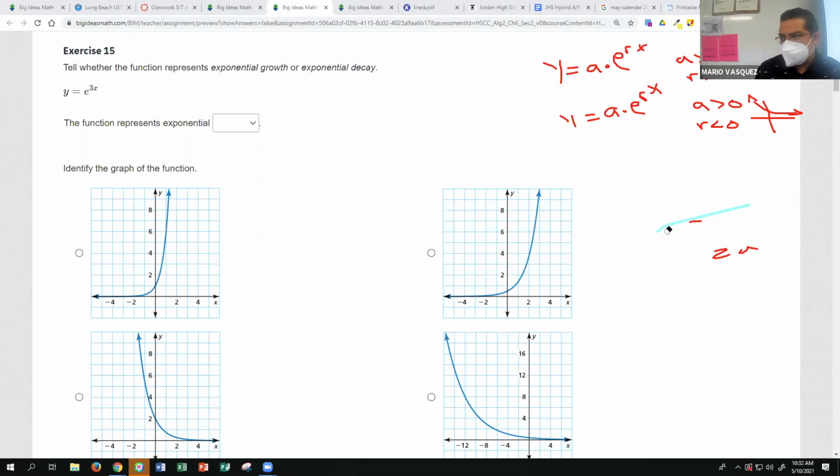So things like this, I don't mind if you write it, because they're going to give you help when you're doing this type of problem. So with that being said, let's do this one here. Is that exponential growth or decay?